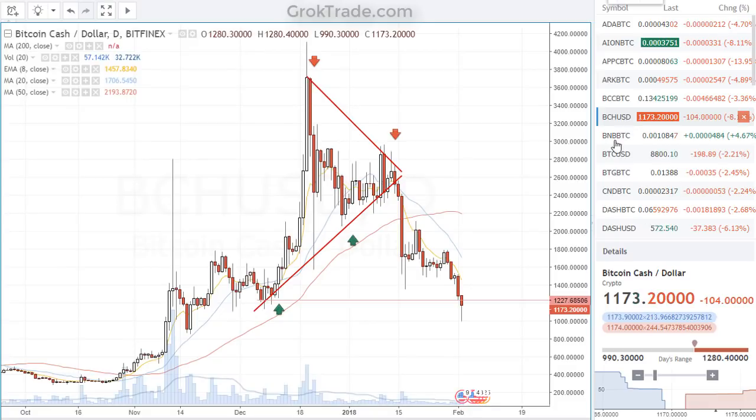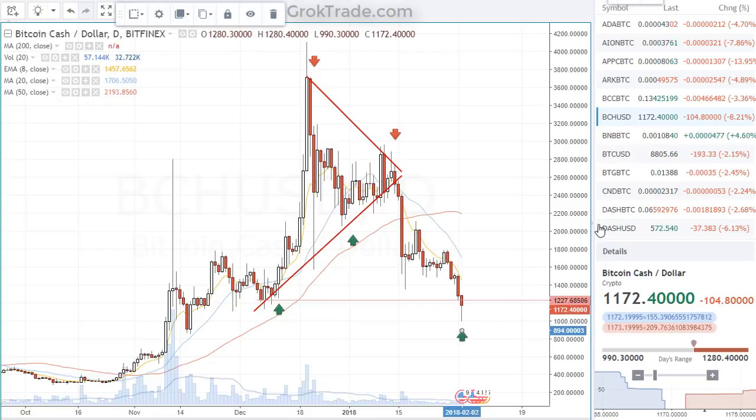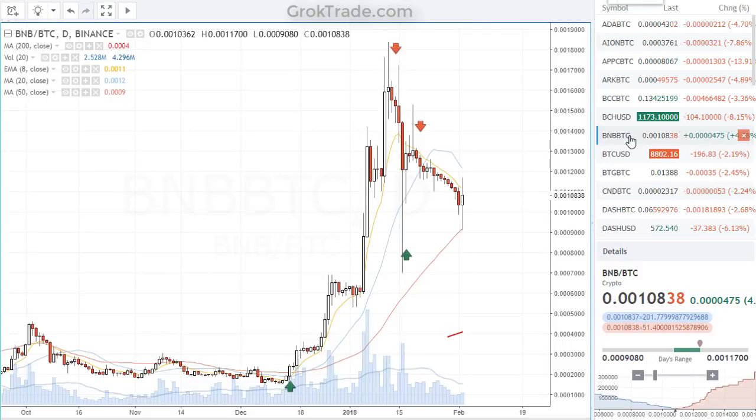Here's Bitcoin Cash versus the dollar. Got a sell on it, down, down, down, down, down, and we're at a support area. It is a hammer. Do I want to put a buy on that right now? You know what? I'm going to put a buy on that. I think that we're in buy territory, guys.